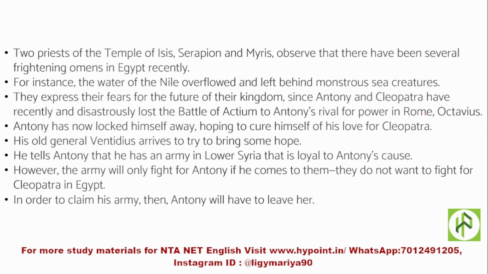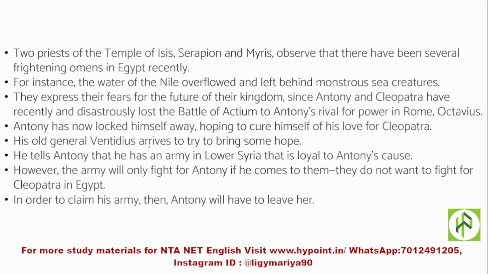So in Shakespeare's Antony and Cleopatra, we can see this battle too. But here, when Dryden's All for Love begins, the Battle of Actium has already happened, and Antony lost against Octavius Caesar. So that's what these two priests were discussing, and Antony has now locked himself away, hoping to cure himself of his love for Cleopatra. It's like he has a disease of love for Cleopatra. He is so obsessed with Cleopatra, and he has locked himself away from her.